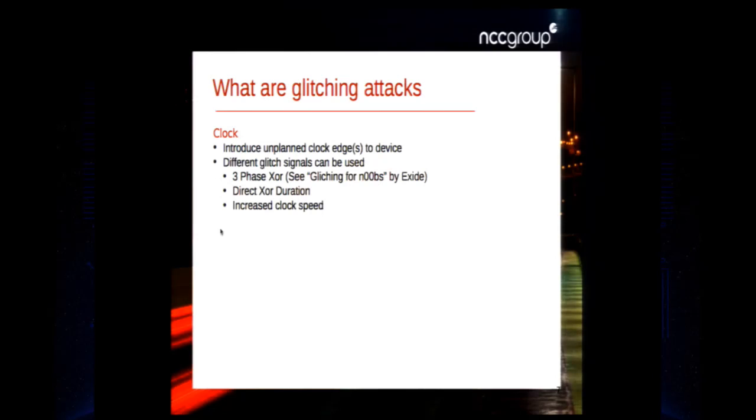If we look at the glitching for noobs talk, one that Excite used was the three-phase XOR signal, where he took the same clock signal and XOR'd it against itself with a phase shift of 0, 45, and 90 degrees. Another one would be to just simply directly flip over the clock signal for a set duration, and this actually worked for me in the Arduino example that is going to be covered up ahead. Another thing that was suggested to me was to use the increased clock speed to simply double the clock rate supplied to the device, and this I didn't really have much success with, unfortunately.